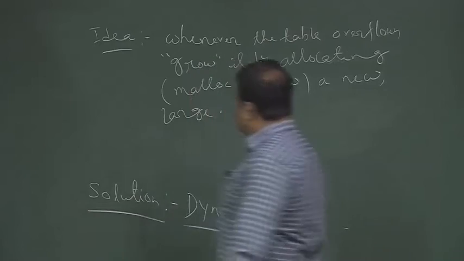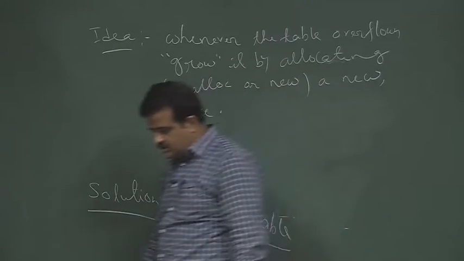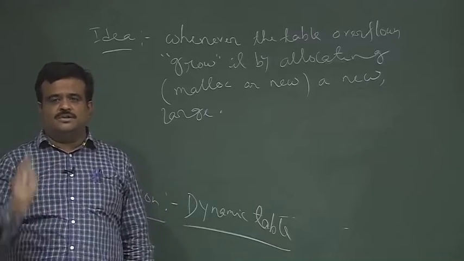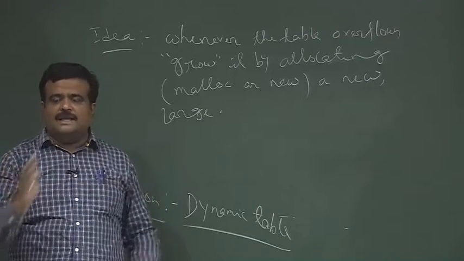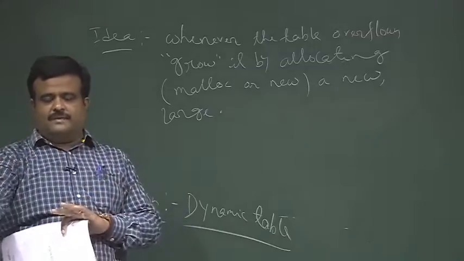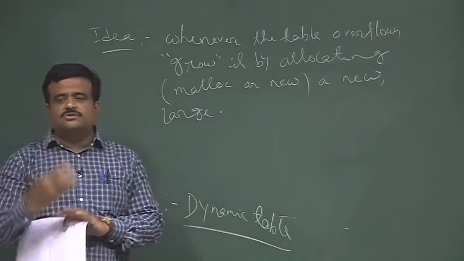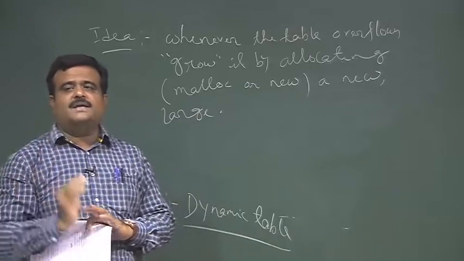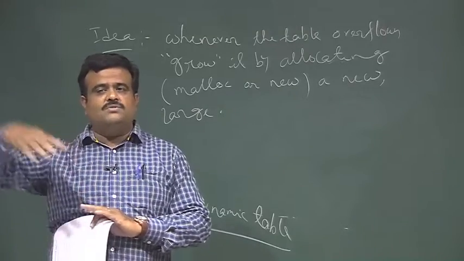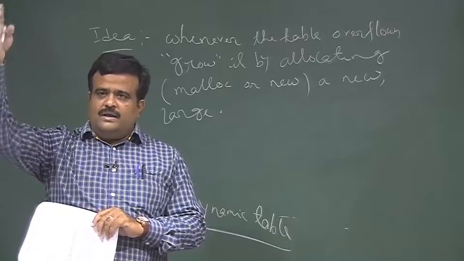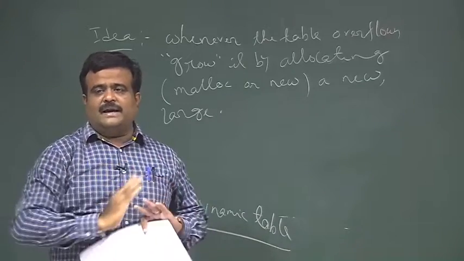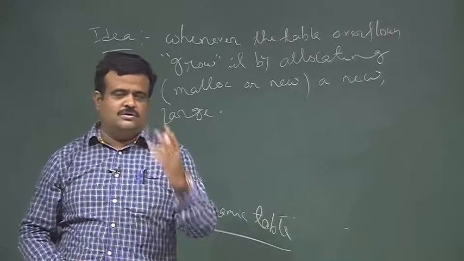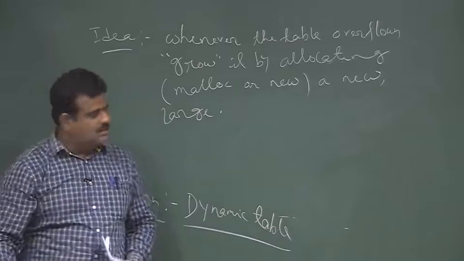Whenever our table has an overflow, we allocate a new table which is larger than the current table, and then we shift all the current content to that table. This way we continue, and we again start inserting, and if we have an overflow again, we allot a larger table than the current one, and again move all the content to it. This is a dynamic table.